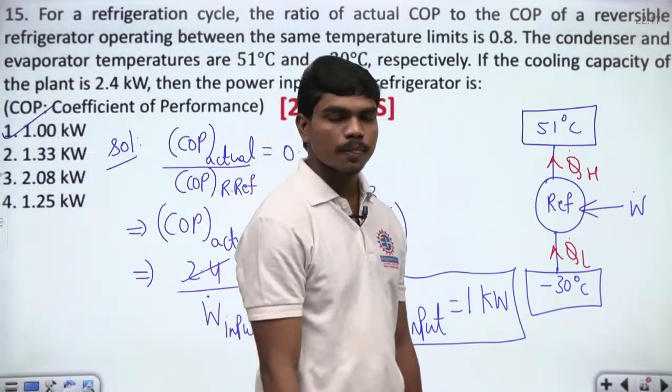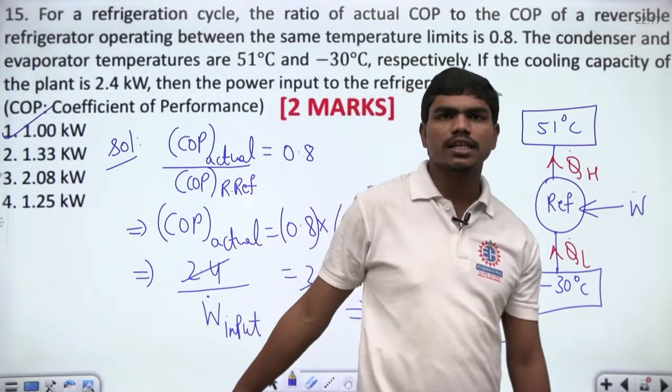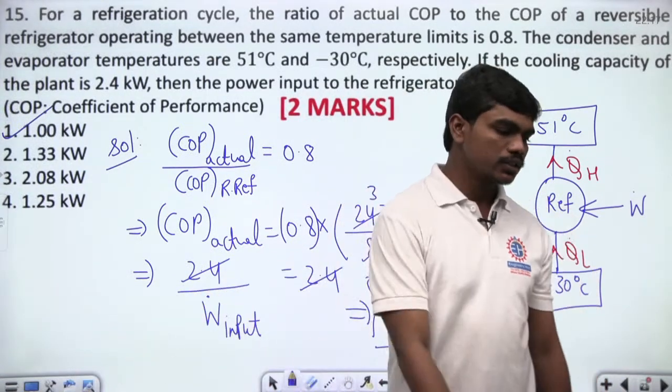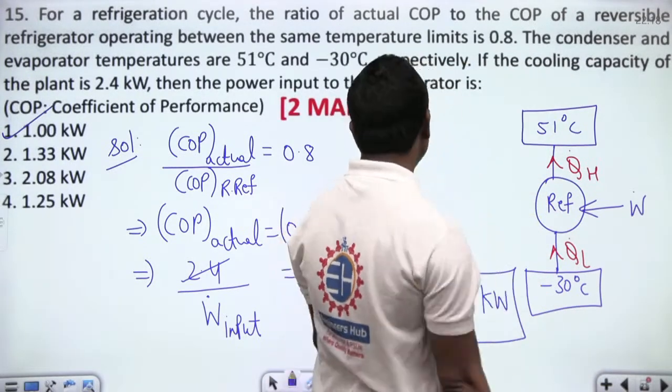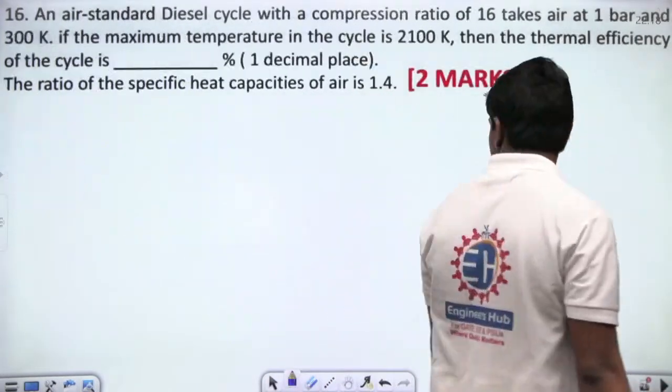Okay, it's 1 kilowatt. It's a bit of simple calculation. You know, 81 times 3 is 243. So that's a bit of a simple question. But of course, you could see it's been asked for 2 marks. Let's go for the next question.